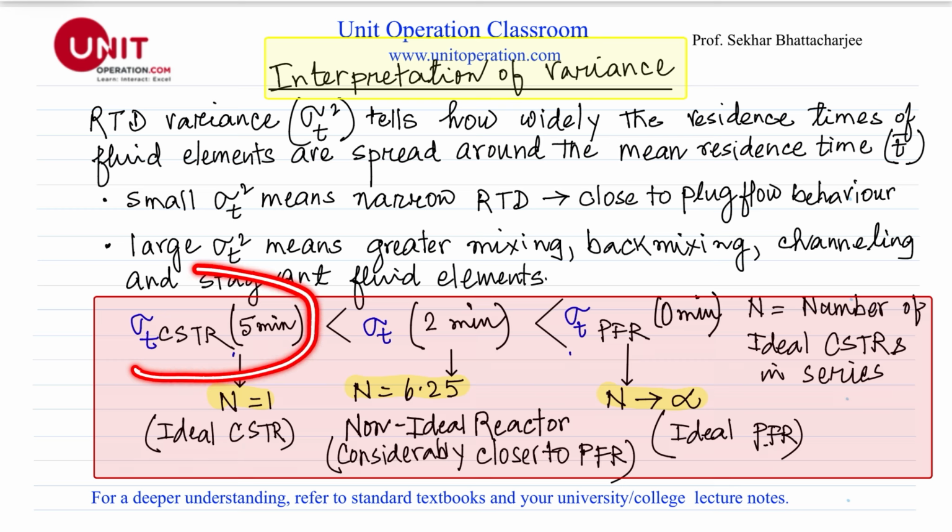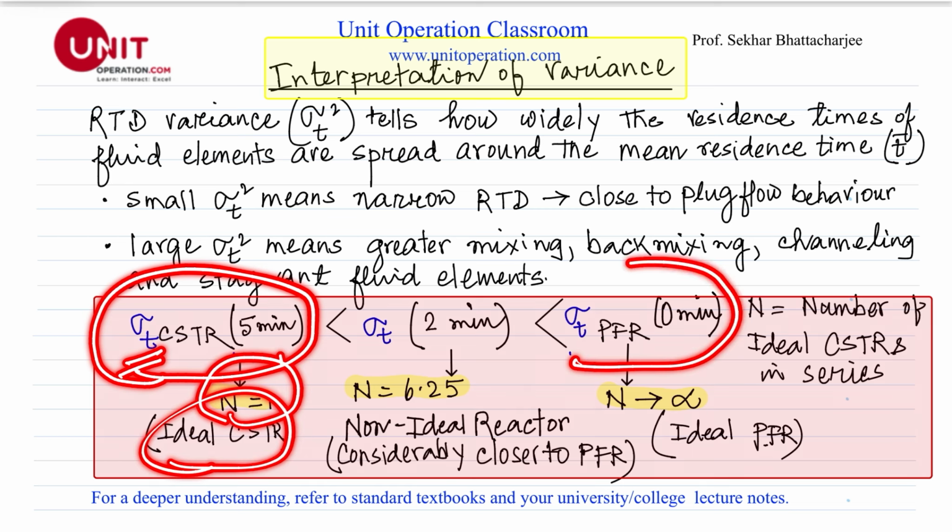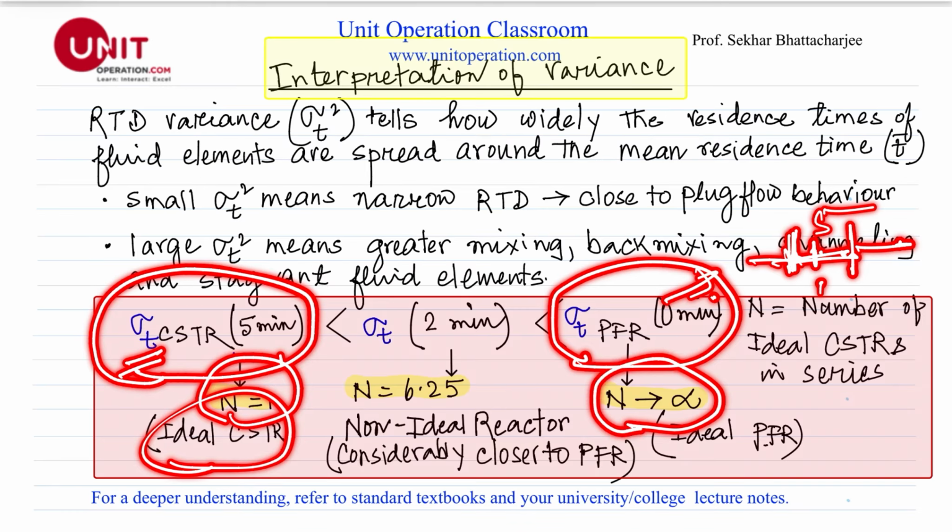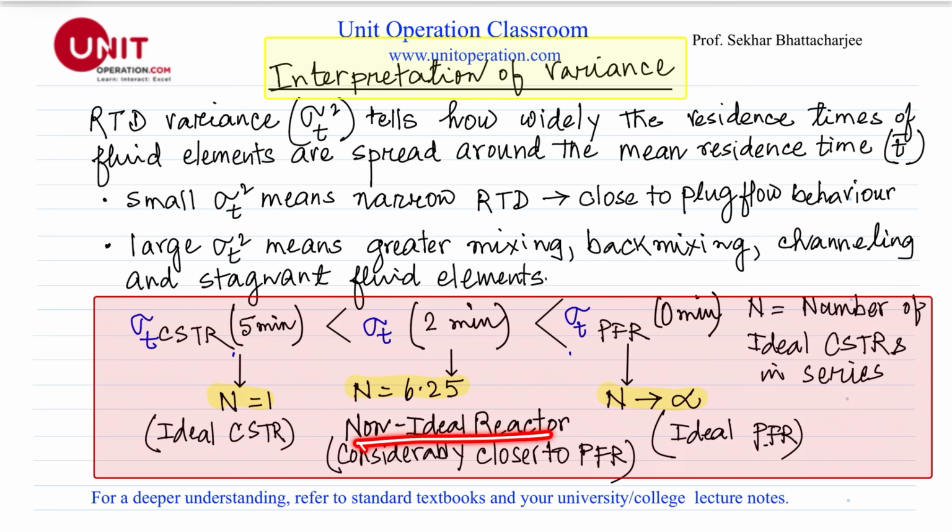For a CSTR, the standard deviation is 5 minutes, for n equal to 1, the ideal CSTR. For a plug flow reactor, the standard deviation would be equal to 0. There is no spread, because all the fluid elements coming in go out at the same time after spending exactly the same residence time in the plug flow reactor. And we know a plug flow reactor can be expressed as n tending to infinity CSTRs in series. For us, n is 6.25 and the standard deviation is 2 minutes. So the non-ideal reactor is considerably closer to a plug flow reactor.